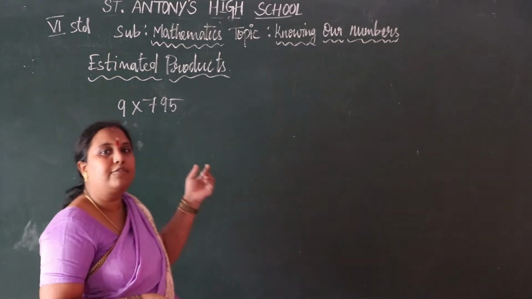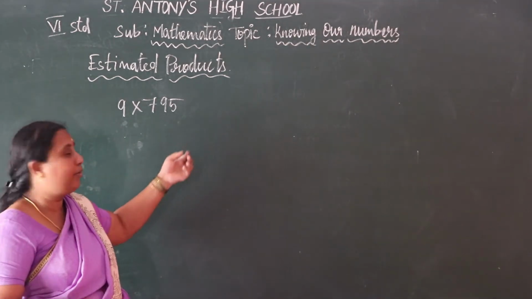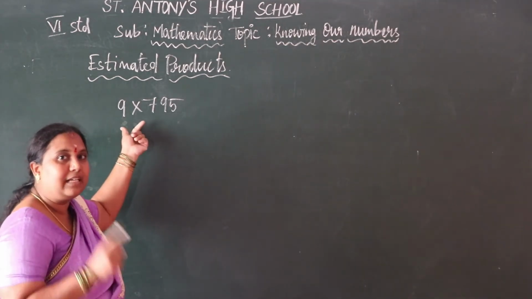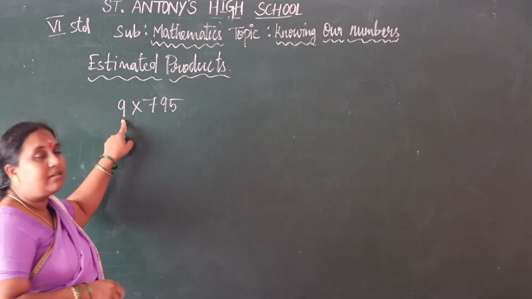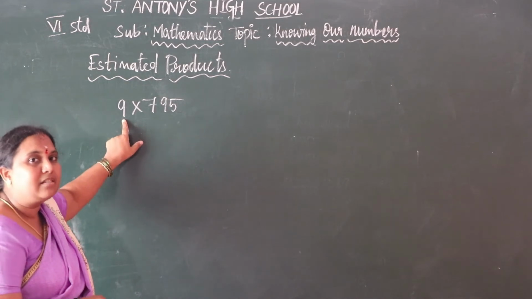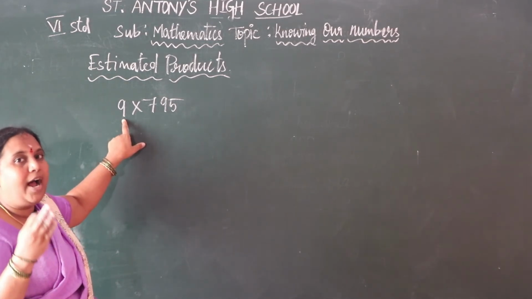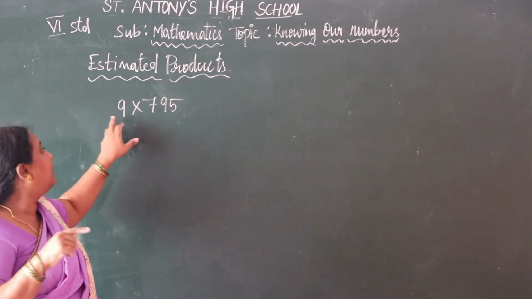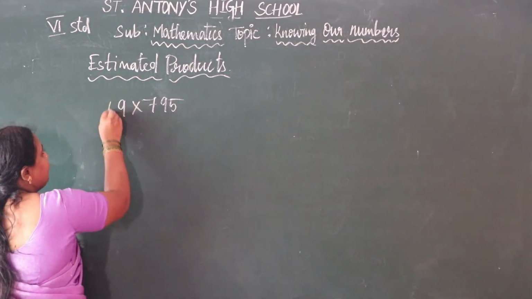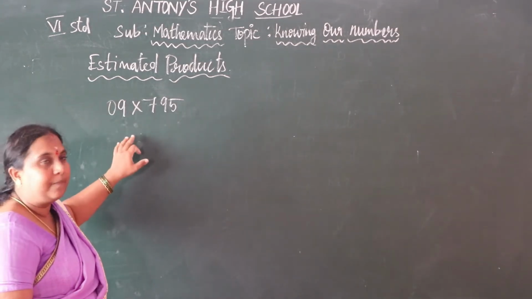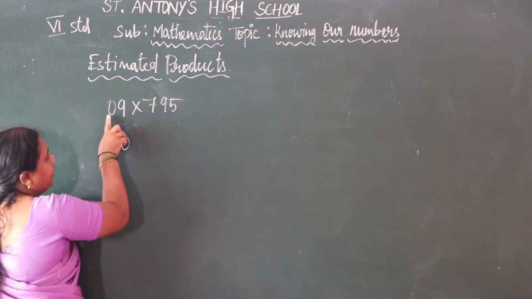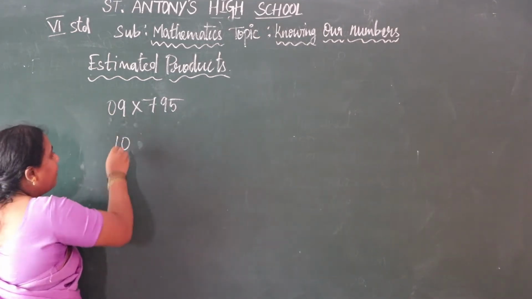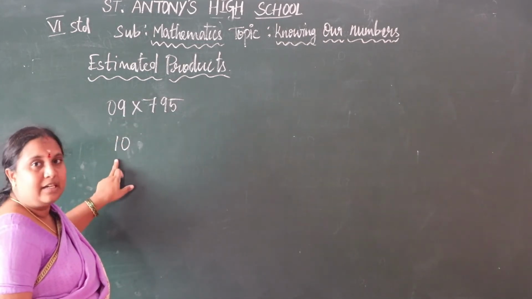Here we are rounding off to the nearest 10. We have a single digit, 9, so we round it off to the nearest 10. The 9 becomes 0 and 1 is added to the tens place. Here there is no tens place, so we consider 0 in the tens place. We write 0 in the units place and 1 is added to the tens place. So the estimated value of 9 is 10.